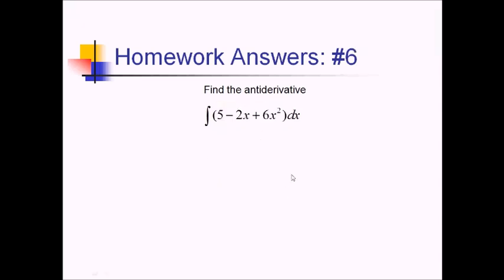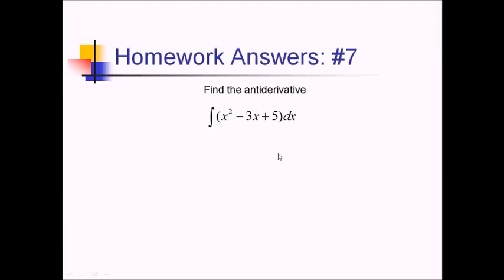For number 6, we're finding the antiderivative of this polynomial. Going term by term, we've got 5x, and then this bumps up to a 2 for the exponent. Dividing by 2, we just have negative 1x to the 2nd power. Here, this bumps up to a 3 for the exponent. Dividing by 3, we have 6 over 3, or 2x cubed. And don't forget the plus c.